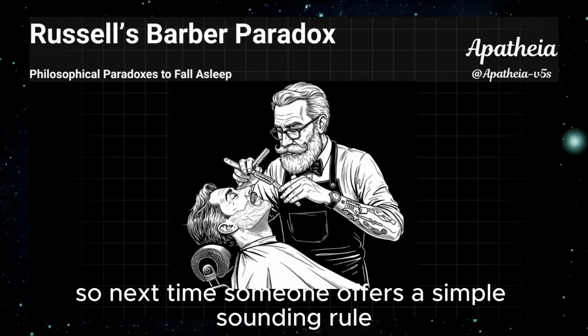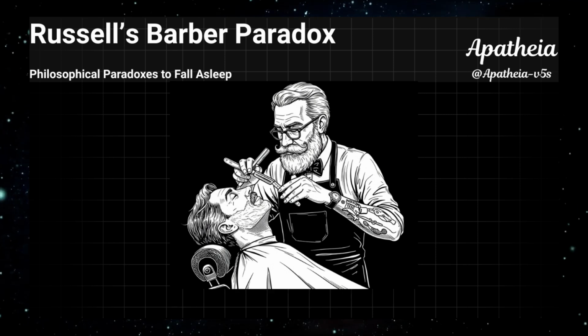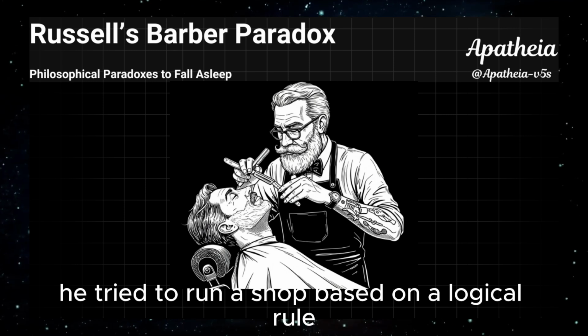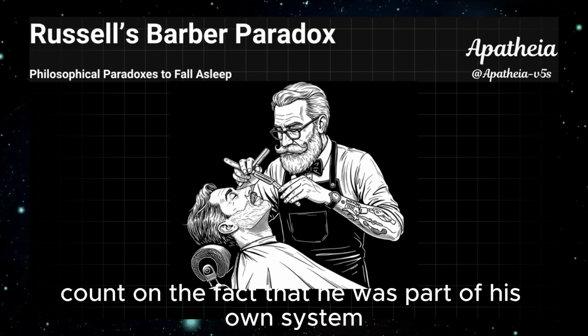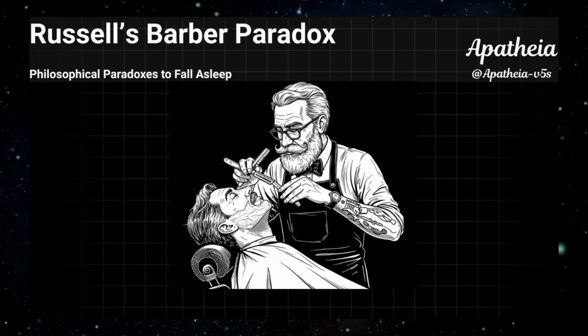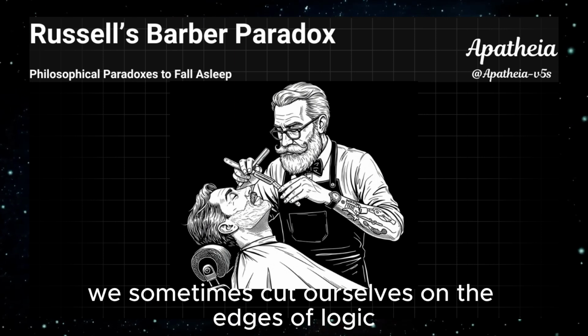So next time someone offers a simple-sounding rule, a clean system that claims to explain everything, remember the barber. He tried to run a shop based on a logical rule. He just didn't count on the fact that he was part of his own system. And that's the lesson of Russell's Barber Paradox. That in trying to neatly divide the world, we sometimes cut ourselves on the edges of logic.